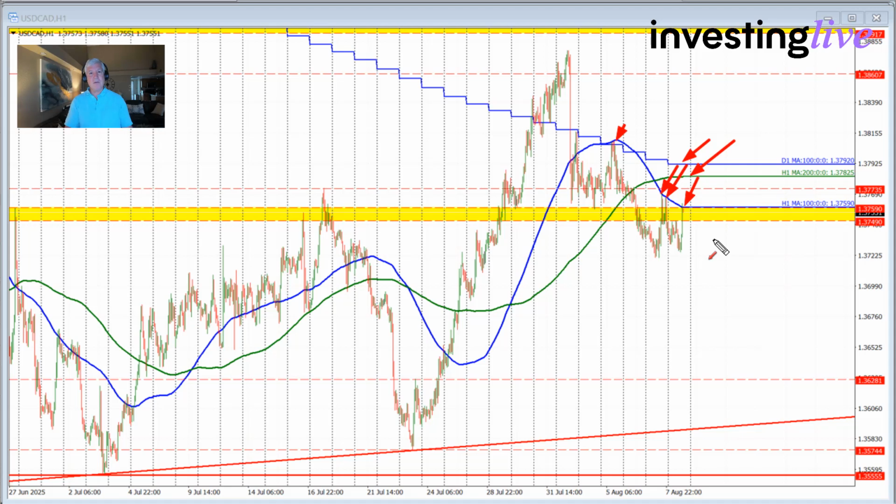This is what's driving the dollar versus Canada for traders, for investors. I hope you find it useful in your trading.